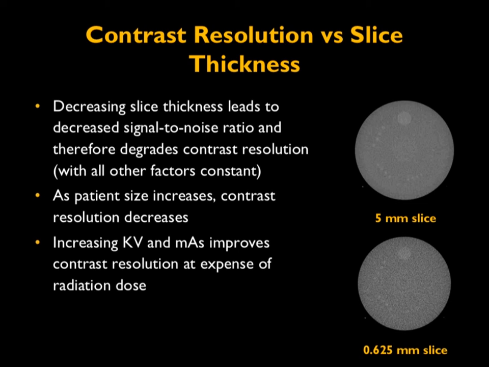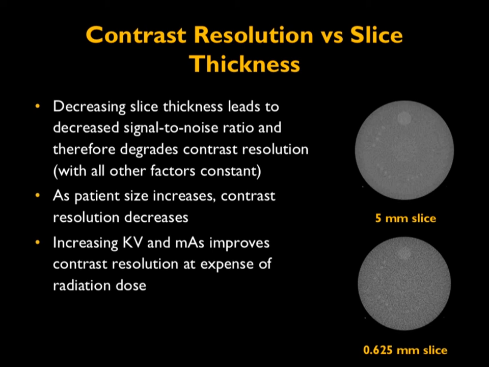That can be understood as follows. As the patient size increases, contrast resolution decreases because there is a lot of image noise. Increasing the tube voltage or mAs improves contrast resolution. However, that's at an expense of radiation dose. There are some interplays, a trade-off between the spatial and contrast resolution and the slice thickness.